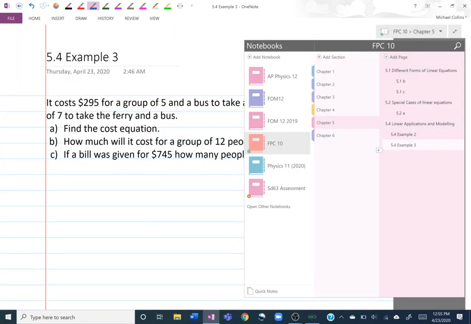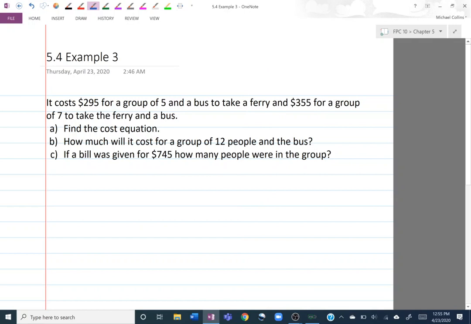Example 3. It costs $295 for a group of 5 people and a bus to take a ferry, and $355 for a group of 7 to take the ferry and the bus. Find the cost equation.